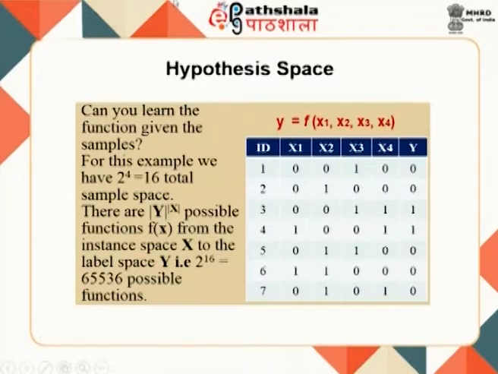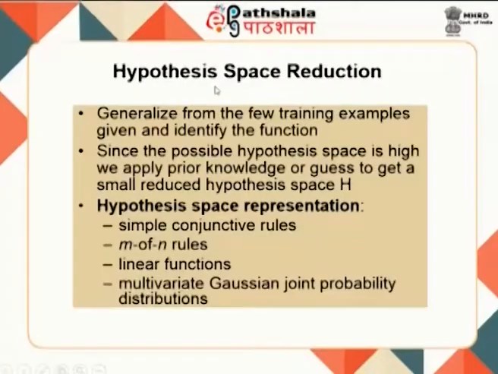So, suppose you take this hypothesis, can you learn a function given the samples? For this example, it is only binary output, but we have these 4 features, so 2 to the power of 4, 16, is the total sample space. There are y to the power of x possible functions from the instance space x to the label space y, that is 2 to the power of 16 combinations, which is 65,536 possible functions that can map. So, you have to reduce that hypothesis space.